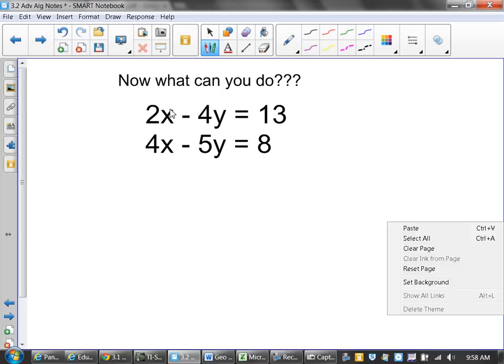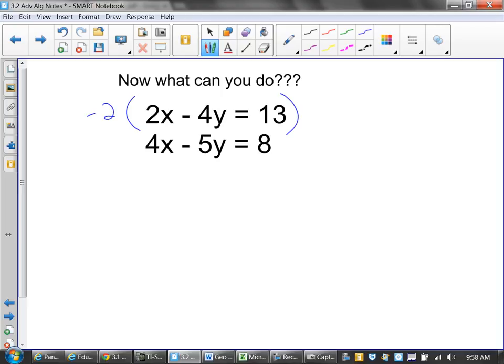Like this example here. 2x minus 4y equals 13. 4x minus 5y is 8. There are more than one way to set this thing up, but I want to get same coefficients with same signs or same coefficients with the opposite signs. Which coefficient do you want to eliminate? Yes, ma'am. We can multiply the first one by -2. Okay, perfect. I can multiply that first equation by -2.